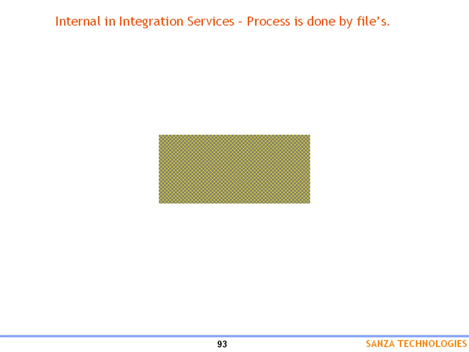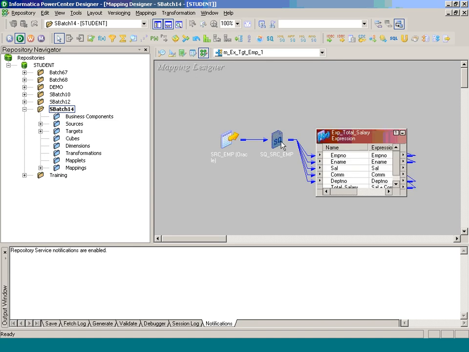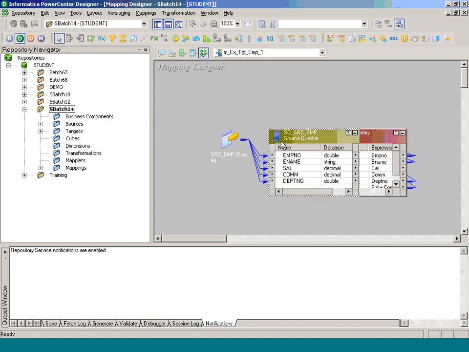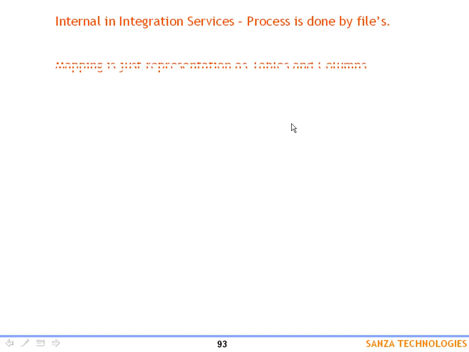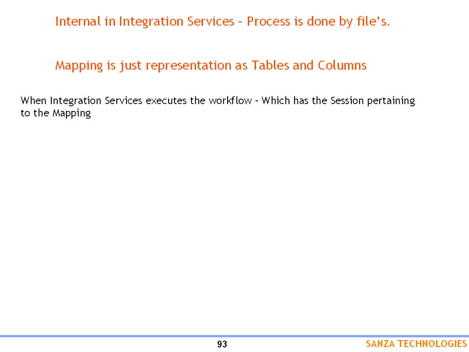So the integration service's internal process is file processing. The GUI is a graphical user interface. It looks like tables, but it is not tables. It's just for our convenience they have designed it like this. But when you load the data, the integration service will do the loading process. Internally it is file processing.